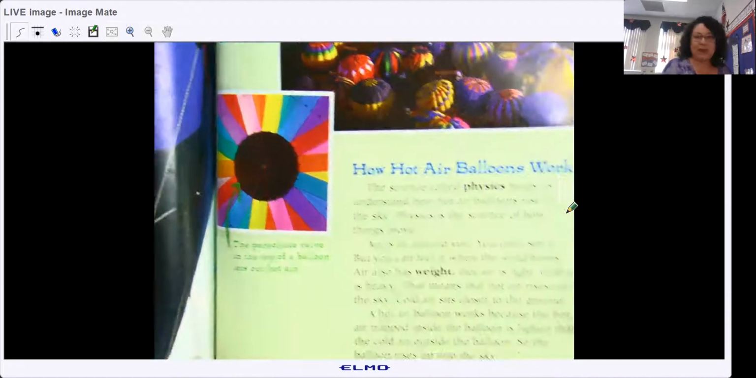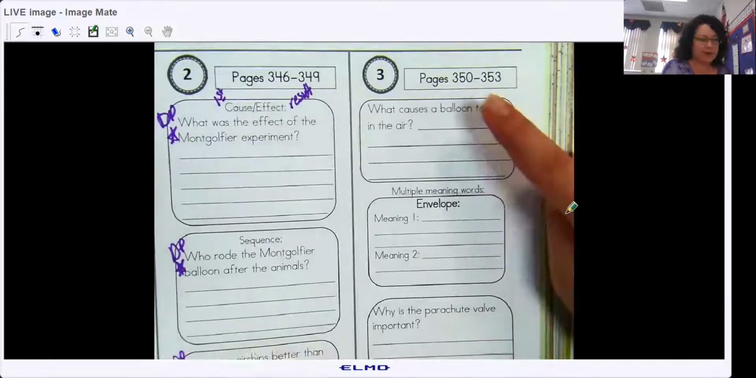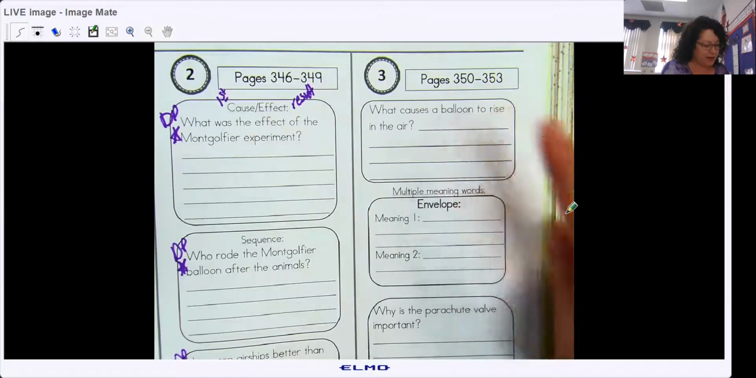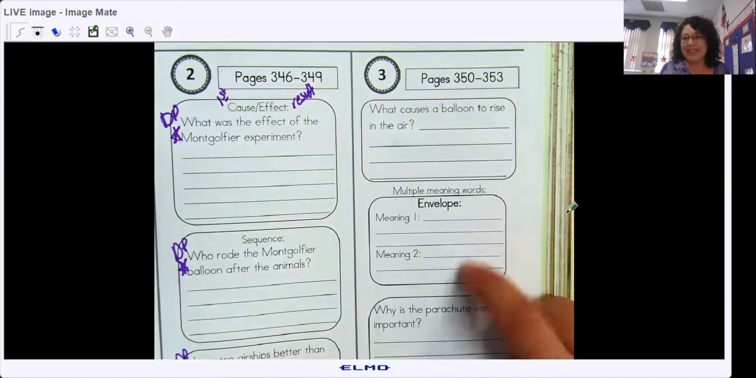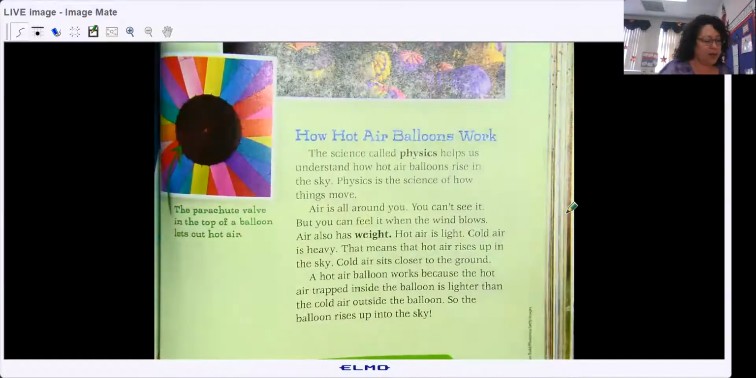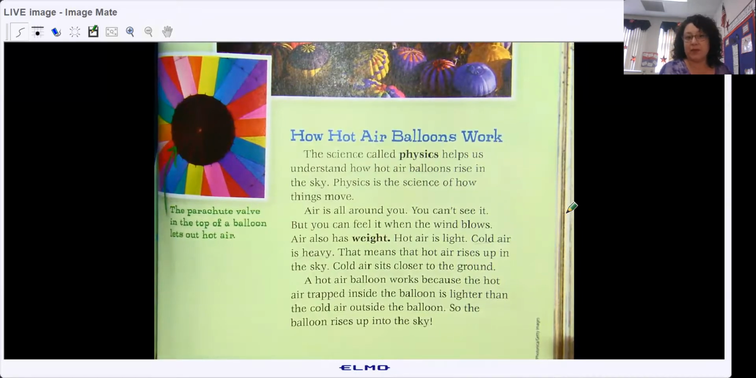Okay. So let's look at our trifold. Page 3, what causes a balloon to rise in the air? Multiple meaning words. Remember, words that have more than one meaning. And I'm going to stop here, and I'll tell you why in a minute. Okay. The science called physics helps us understand how hot air balloons rise in the sky. Physics is the science of how things move.